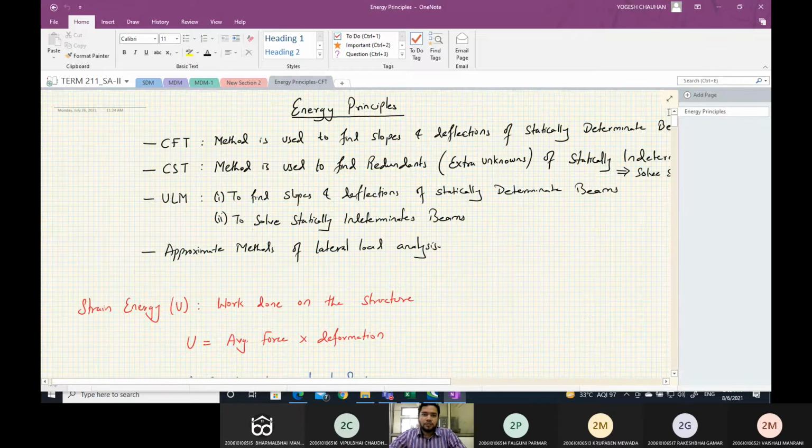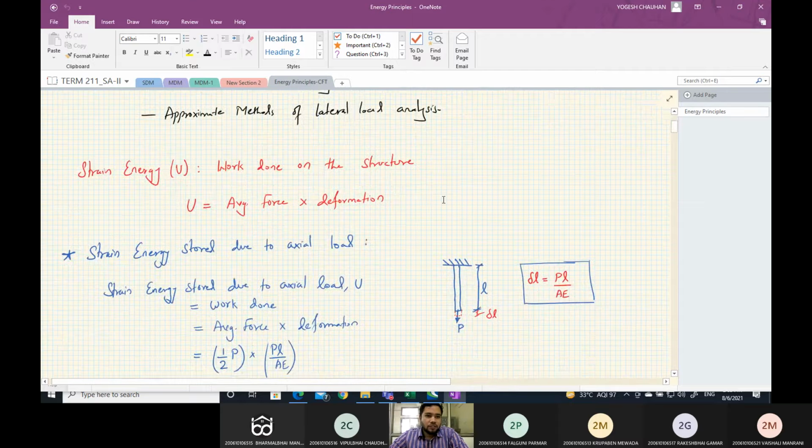In the previous class, we started with energy principles. In this unit, we will discuss Castigliano's first theorem and Castigliano's second theorem. Though the unit load method is not in your syllabus, we will try to cover this as well, and then the approximate methods.